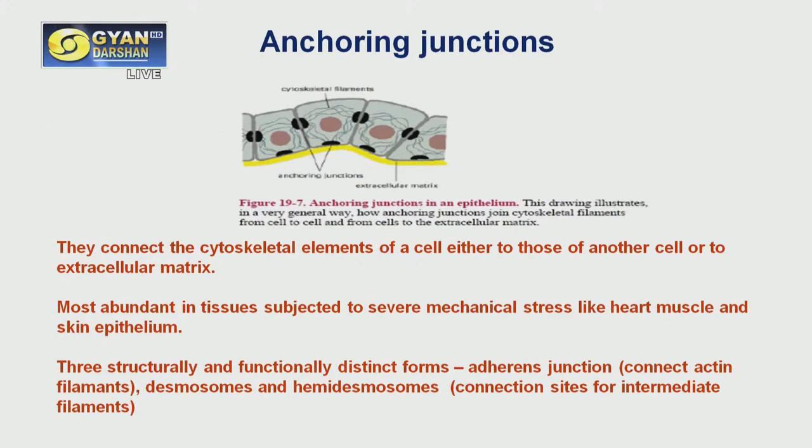Now we come to the third kind of cell junction, which is a bit descriptive, a bit elaborate, and a detailed kind of structure. That is the anchoring junctions. Now, as I told you, the anchoring junction is a little bit different from the tight junction and communicating junction, because anchoring means anchorage. It comes from anchorage, that is attachment.